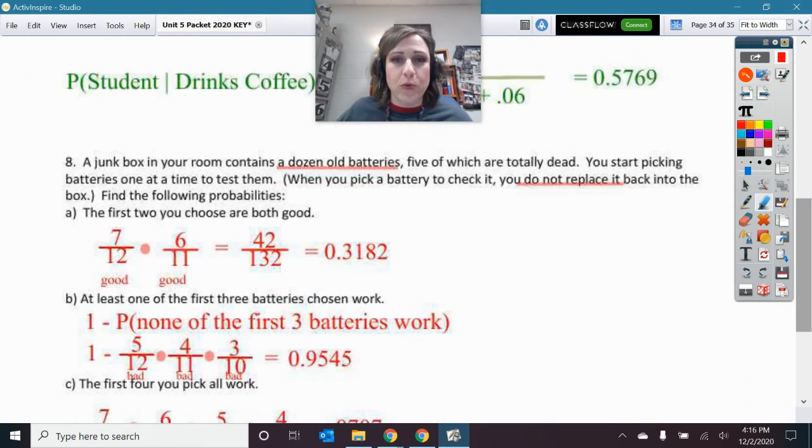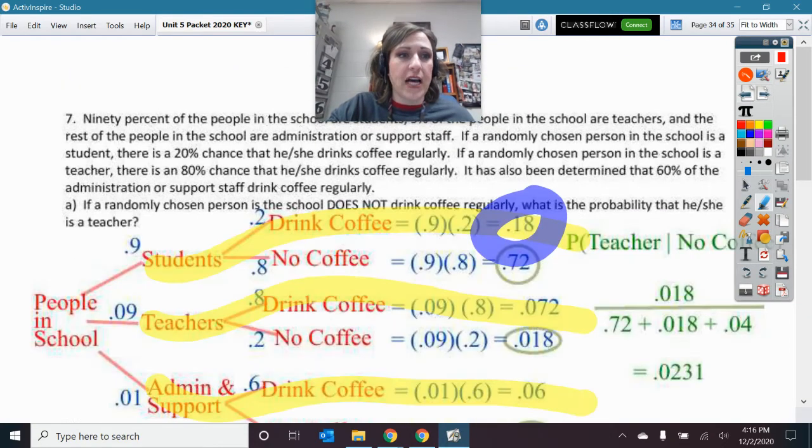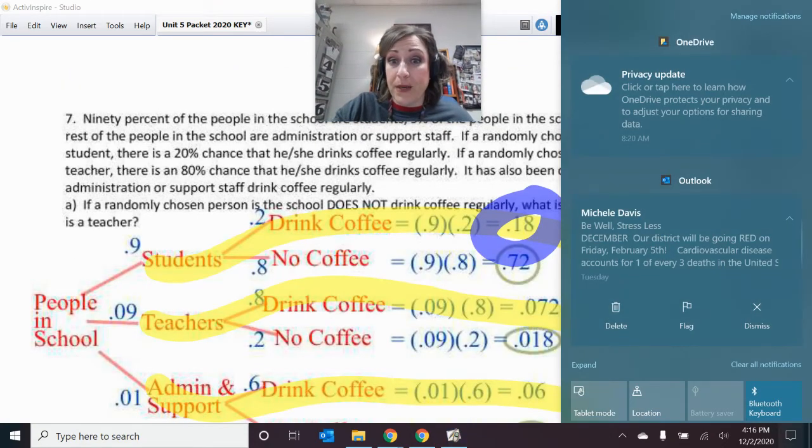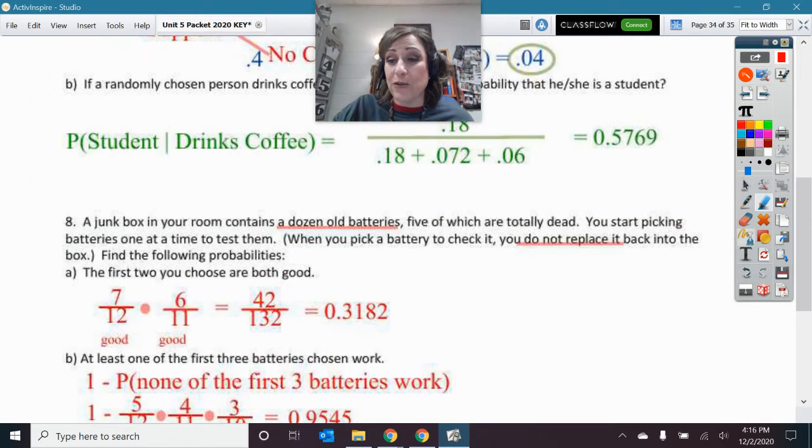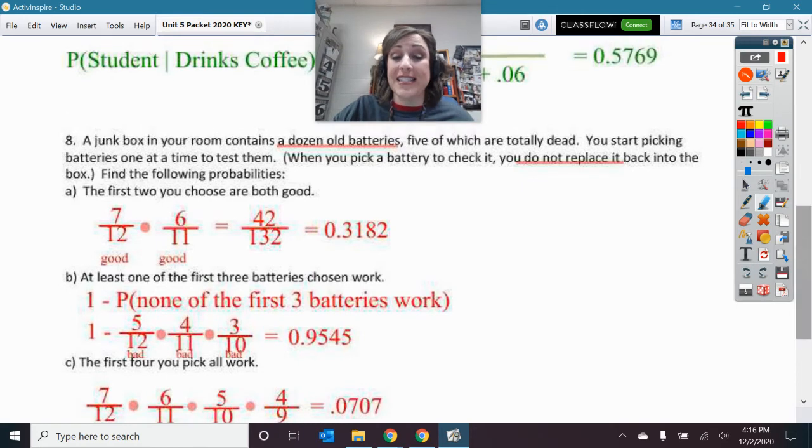All right. Ooh, this is a good one here. Here we have got stuff happening where when we select something, the probability now changes. So let's take a look. I do tell you that. I gave you that hint to pay attention to that fact. So we have a dozen old batteries. Okay, so 12 batteries are in our junk drawer, and 5 are totally dead. All right. I don't know why they're in there. How do we know that 5 are totally dead?